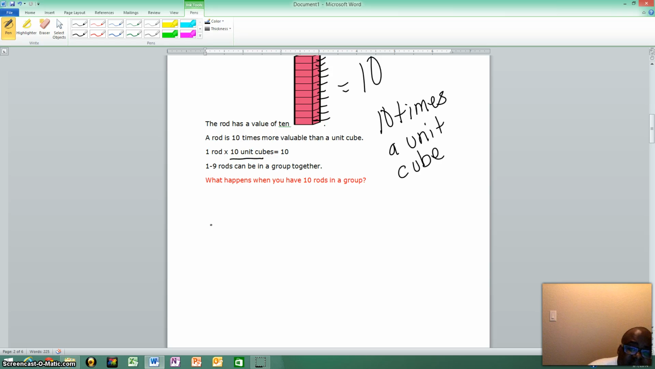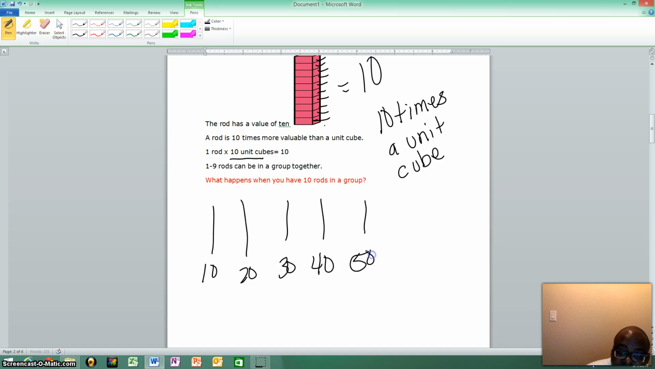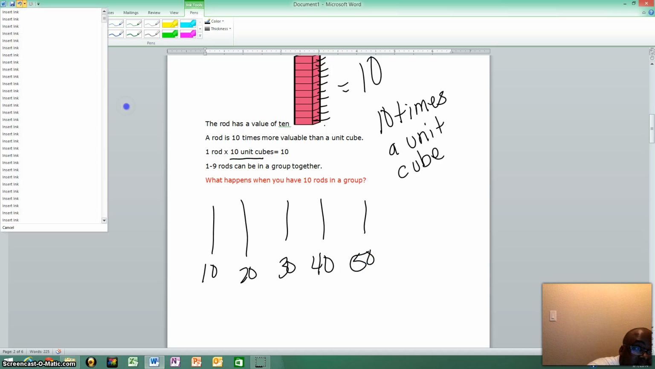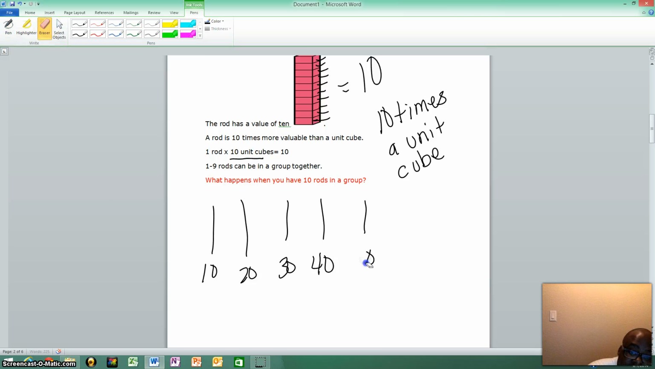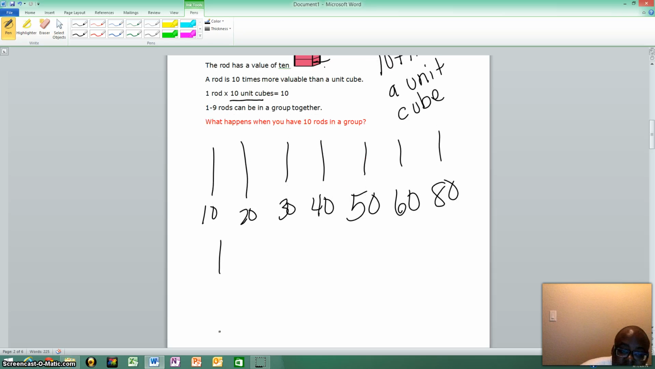And then, what's going to happen? Let's say I have 1 rod, that's 10. 2 rods, 20. 3 rods, 30. 4 rods, 40. 5, 50. Oh, that's kind of ugly. Let me erase that. 50, 6, 60, 7, 70, 8, 80, 9, 90, and then once I get to that 10th one, I have to do something different because now that 10 is going to make 100.